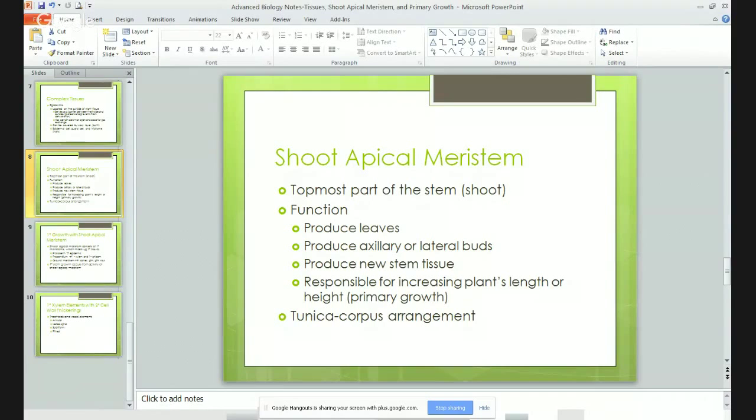Good morning. We're going to finish up your tissues, shoot apical meristem, and primary growth notes today. We talked a little bit about the tissues last week. And if you recall, we talked about simple tissues versus complex tissues. The simple tissues are made up of just one type of cell, whereas the complex tissues are made up of more than one type. The three complex tissues in your plant are going to be your primary xylem, primary phloem, and epidermis.